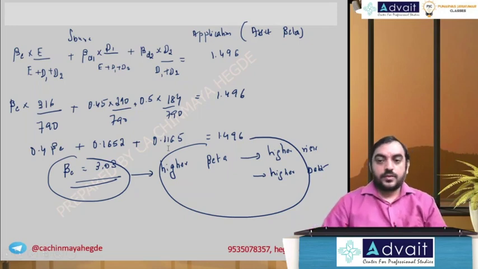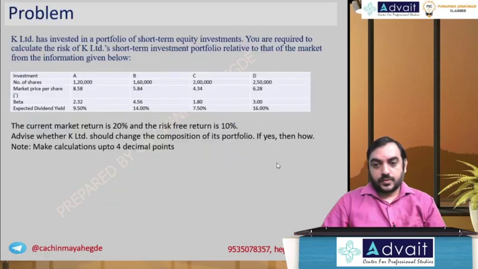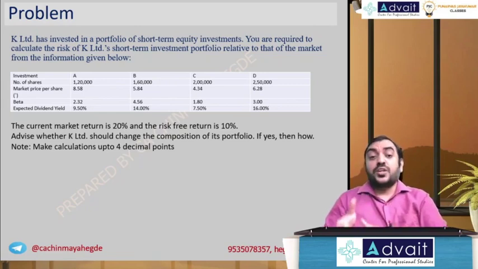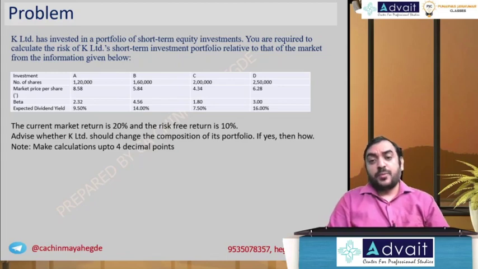Okay, let's go further. Next question. K Limited has invested in a portfolio of short-term equity investments. You're required to calculate the risk of K Limited's short-term investment portfolio relative to that of the market from the information given below. Why is this relative coming? Not only to trouble you in life, in this problem also relative is coming.